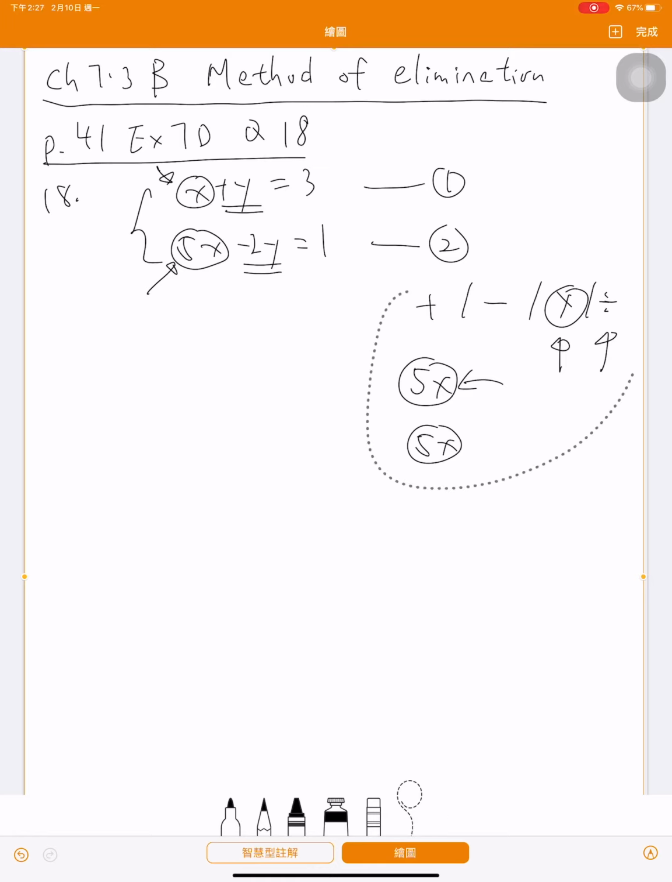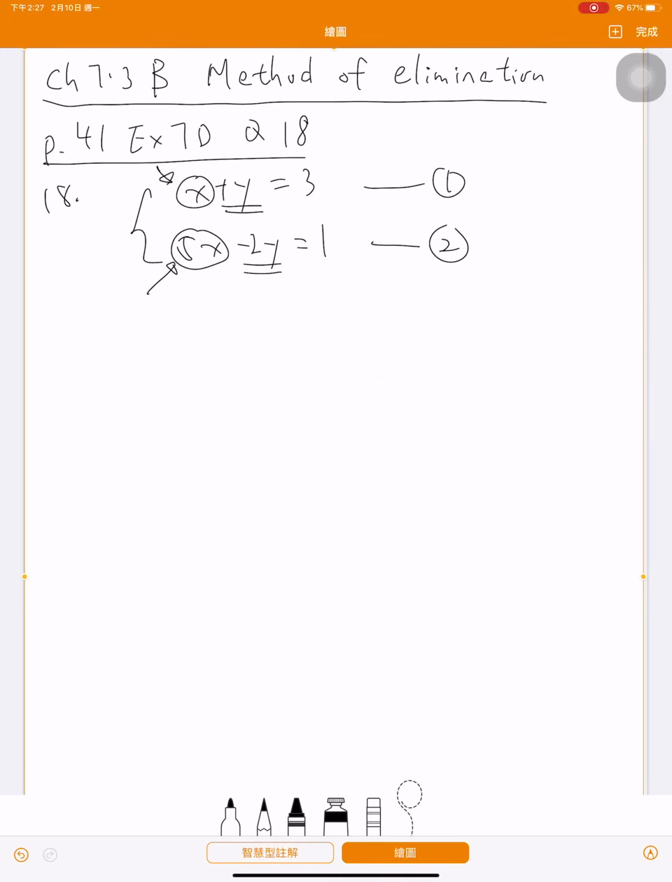So that means for equation 1, we know that x plus y is equal to 3. We can multiply by 5 for both sides. Remember, all the numbers here should be multiplied by 5 together. That means 5x plus 5y is equal to 15. All of them multiplied by 5. So this time we can have a new equation. We may call it equation 3.